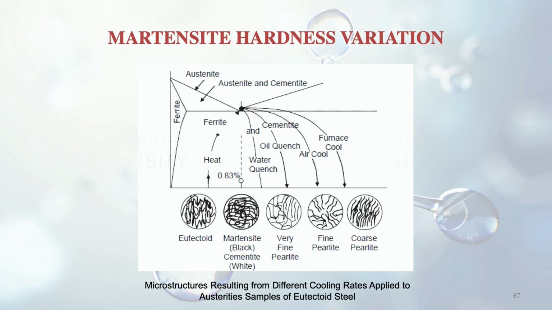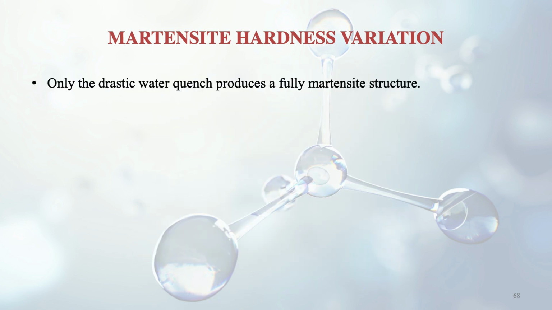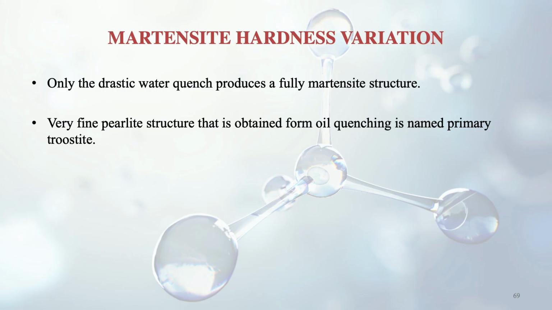This is the same iron carbon diagram which we have discussed earlier also. Only the drastic water quench, it is said, produces a fully martensitic structure. So if somebody needs a fully martensitic structure, then he has to do drastic water quench. Otherwise there will be a mixture. The very fine pearlite structure that is obtained from oil quenching is also known as primary troostite.